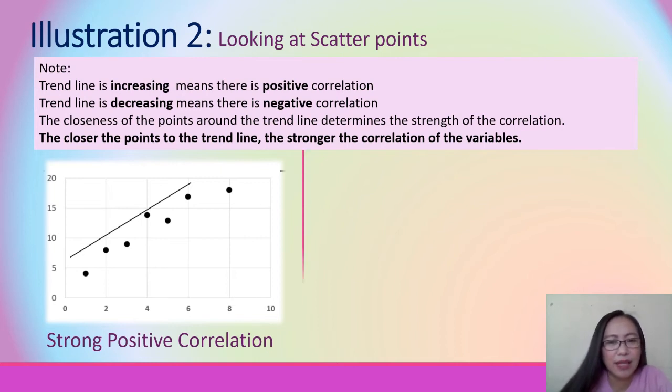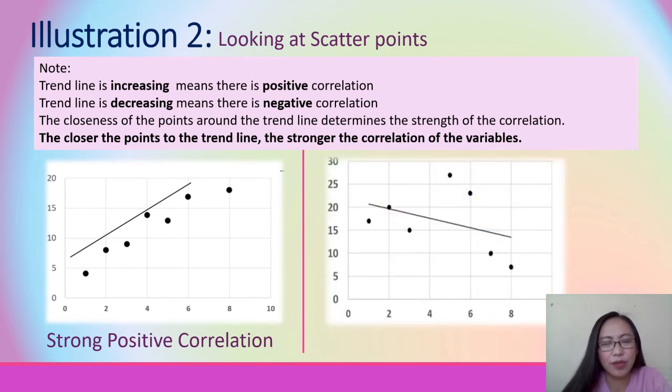Now, let's look at a second scatter plot. We have this example here, and we have the trend line here. As you notice, from the left, it goes downward as it goes to the right. So this is decreasing. Pag galing ka dyan sa kaliwa, pababa po dyan papuntang kanan, pababa siya. So that is decreasing. Therefore, kapag decreasing, we can say it's a negative correlation.